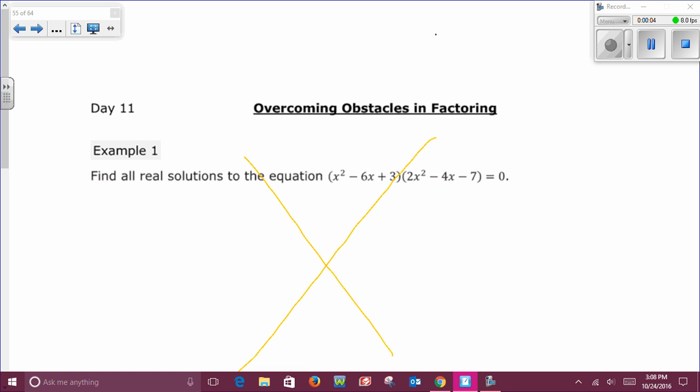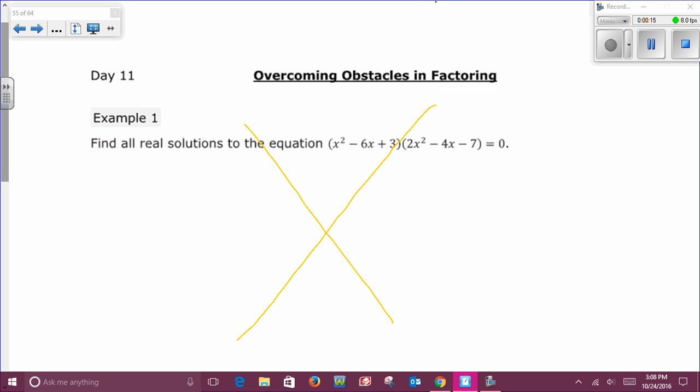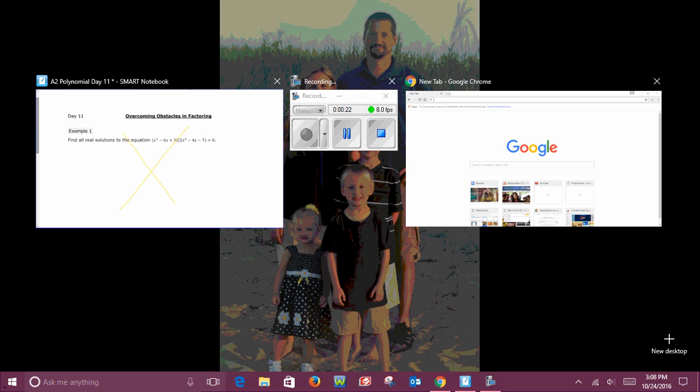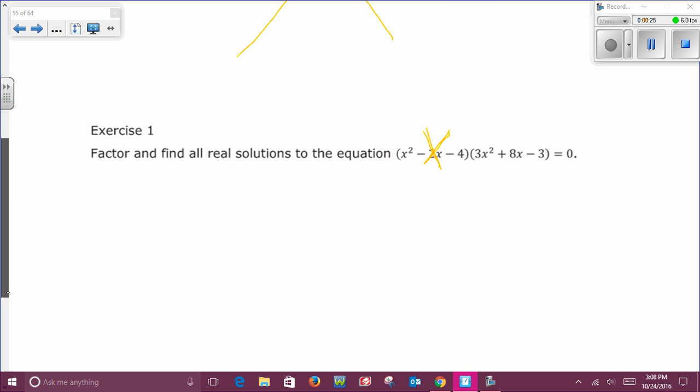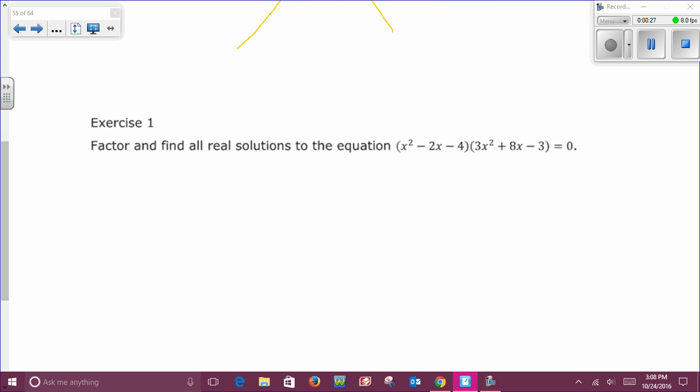Hi, and welcome to day 11 of polynomials. And today we're talking about overcoming obstacles in factoring. So the first obstacle we're going to overcome is the first problem, because it's not factorable, so we're just not going to do it. That just happens to be how this one is. We're skipping number 1. And then we're skipping part of exercise 1.